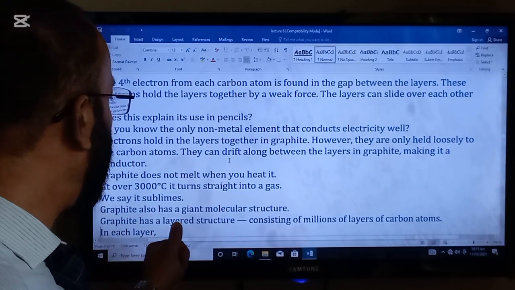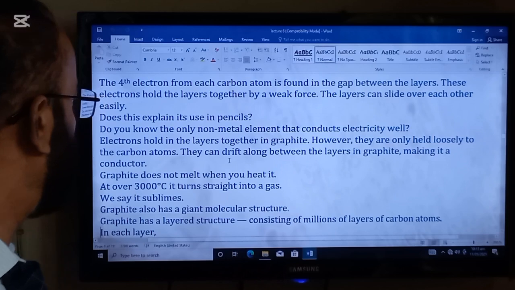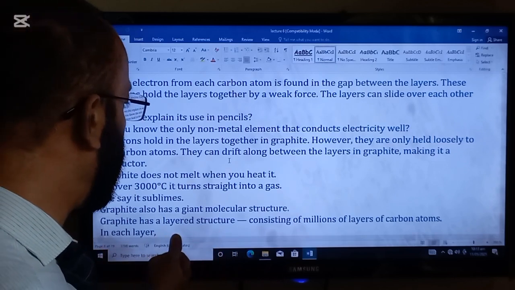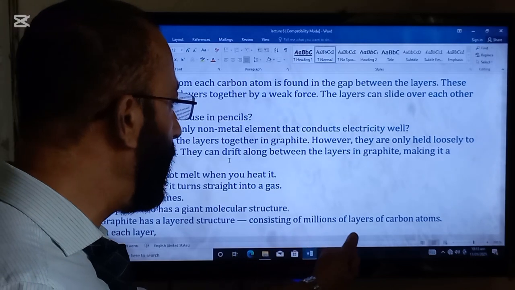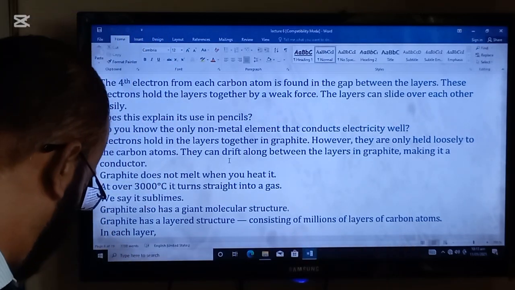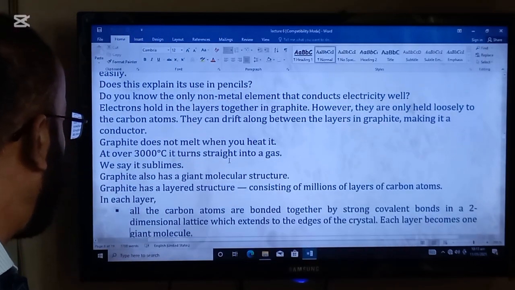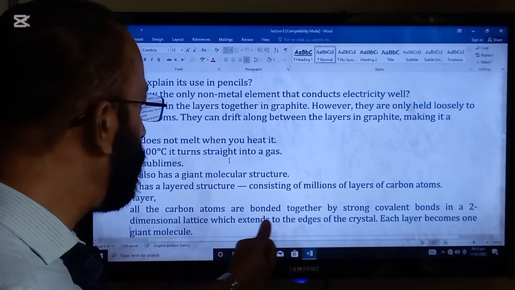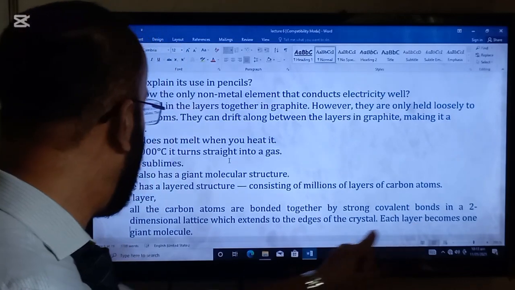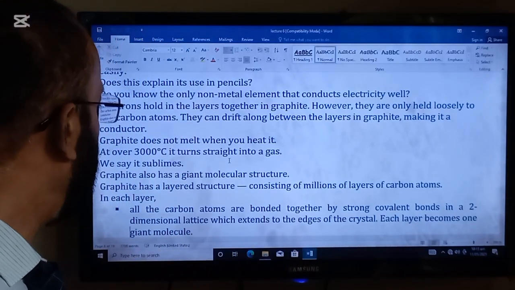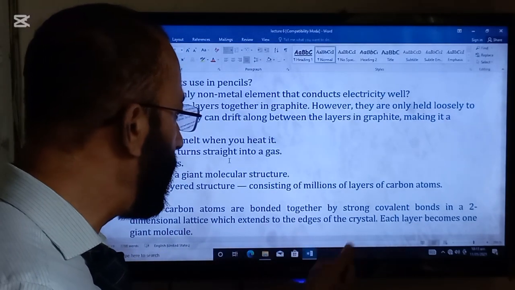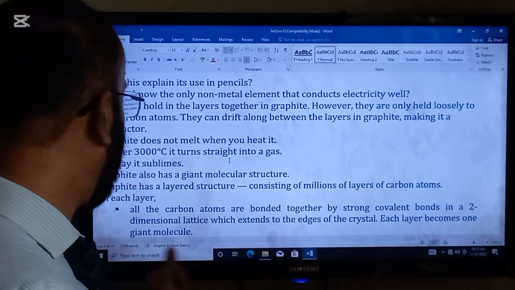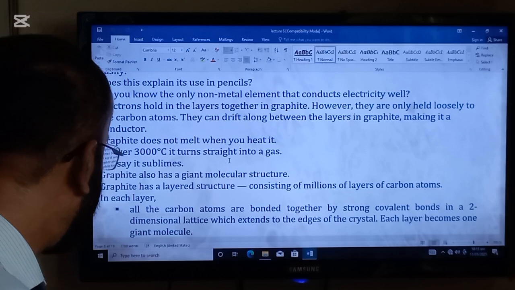Graphite also has a giant molecular structure. Graphite has a layered structure consisting of millions of layers of carbon atoms. In each layer, all the carbon atoms are bonded together by strong covalent bonds in a two-dimensional lattice, which extends to the edges of the crystal. Each layer becomes one giant molecule.